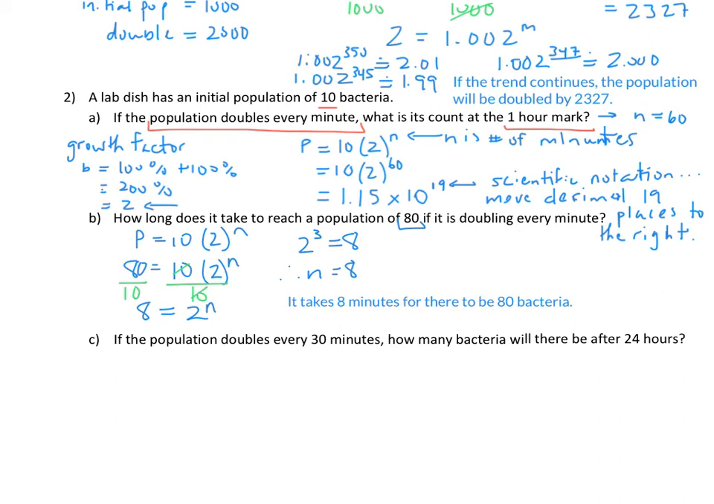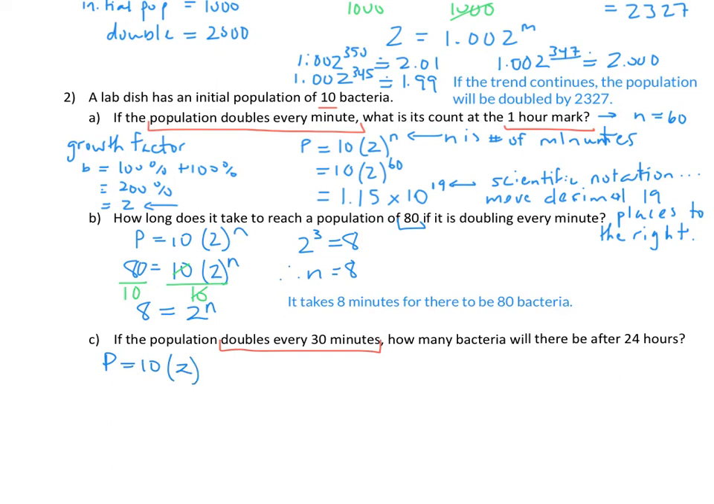Okay, this question's a little bit challenging. If the population's doubling every 30 minutes, so originally in part A, it was doubling every single minute. Now we're doubling every 30 minutes. So we want to look at how many groups of 30 we are going to actually have this doubling. How many bacteria will there be after 24 hours? So let's assume we're still starting with the 10 bacteria, as the question initially said. So our population starts with 10 bacteria. We're still doubling, so our growth factor is still 2, but we're doubling every 30 minutes.